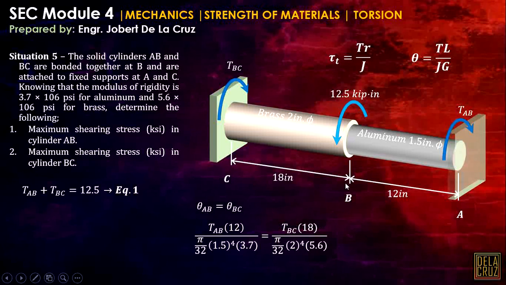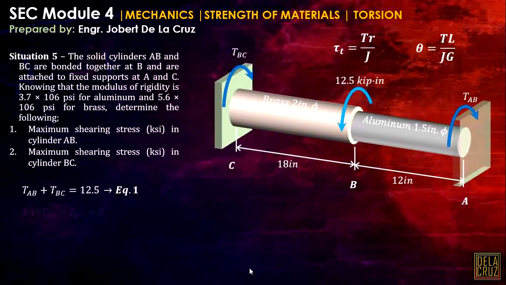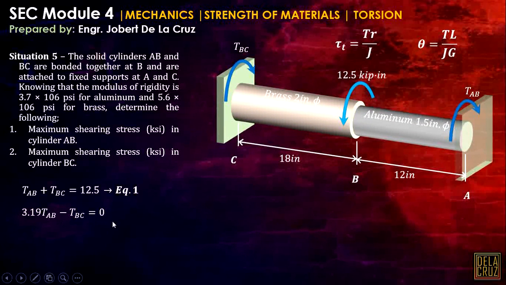TBC times the length, 18 inches, times the modulus of rigidity, G. I mean, this is the polar moment. Okay? So, actually, you can cancel this out, pi over 32 dito. Okay? And I will cross multiply this whole term here dito and itong 18 dito sa baba. And this will give us this equation. Okay? You can do na that, the simplification. Okay? So, after this is our equation 2.